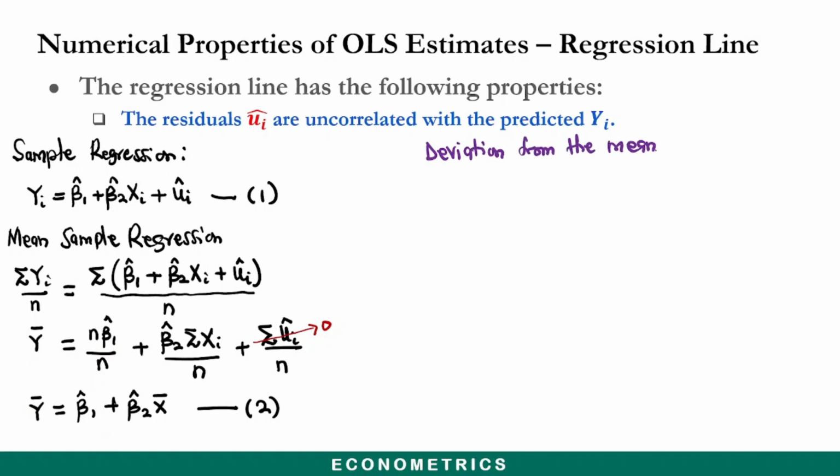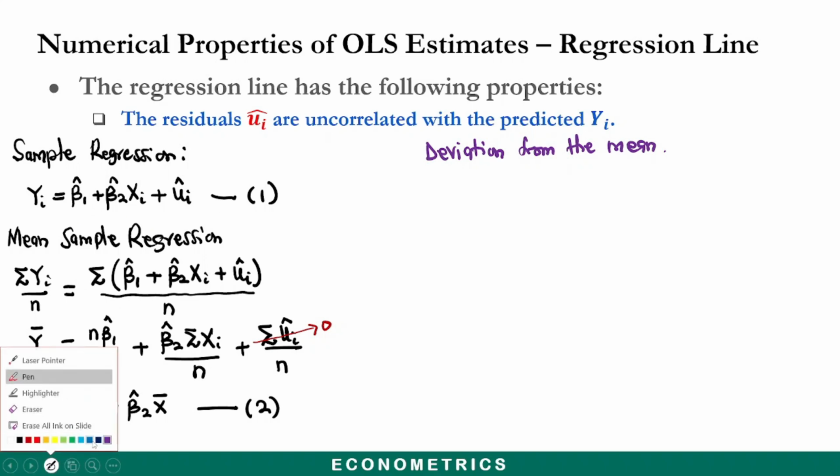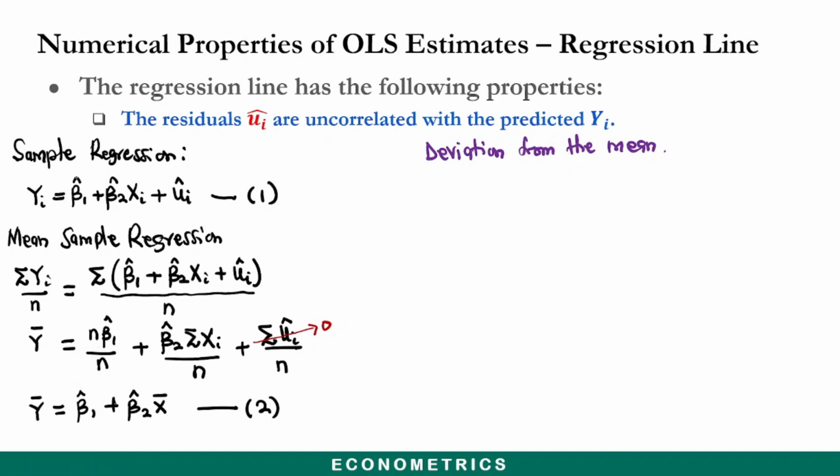So that means we will have to take the actual sample regression and subtract the mean from that to get the deviation from the mean. In this case, let's use a different ink. These two terms, yi and y bar, so simply we are just saying equation 1 minus the second equation. So we are just subtracting equation 2 from 1.